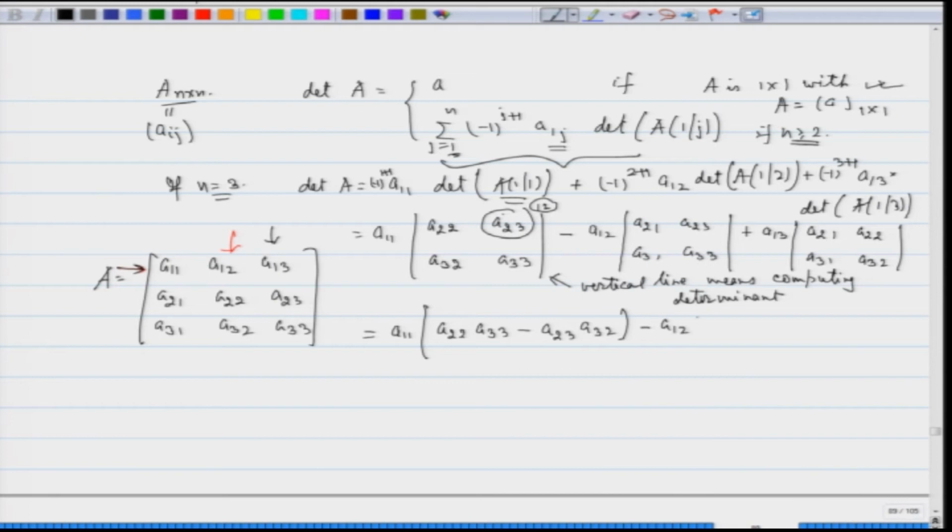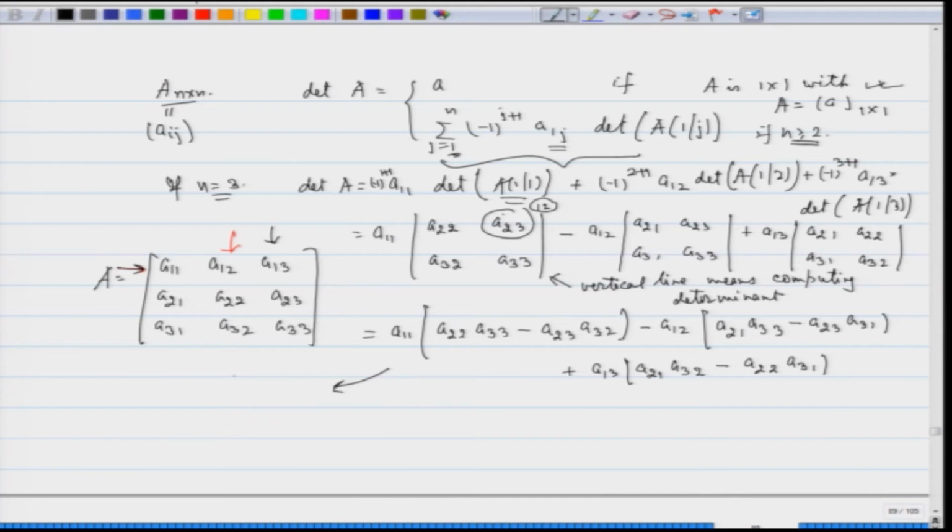Minus A12 into again A21 into A33 minus A23 into A31, plus A13 into A21, A32 minus A22, A31. So, the important thing here is that this is a formula. So, you just have to remember it the way you compute, fine.